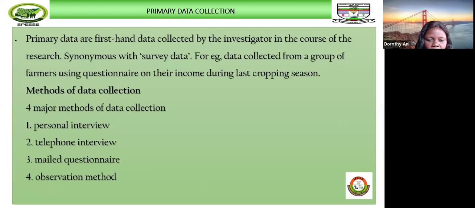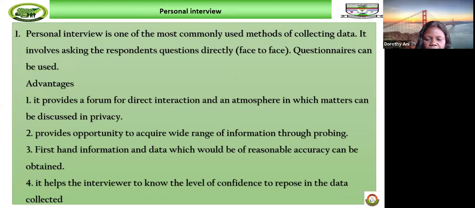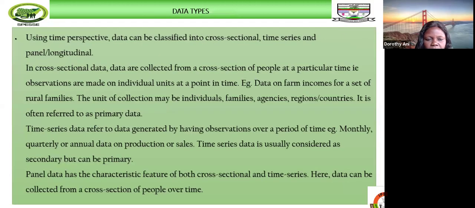So we are coming in to have a detailed discussion about the methods to collect primary data. But I don't know whether we have any question.